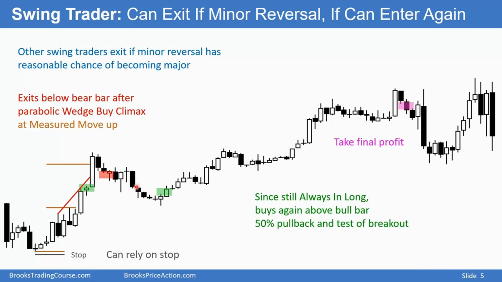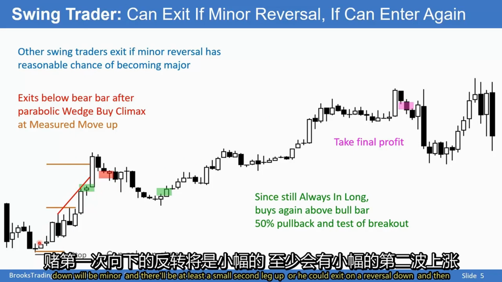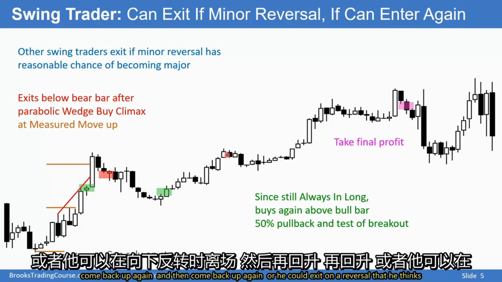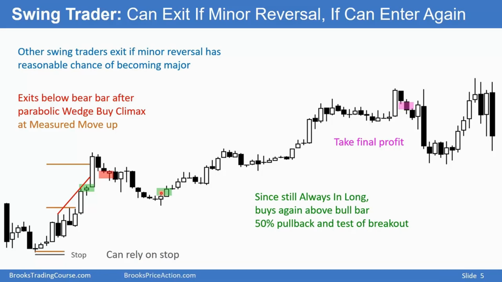The bulls who bought again here will exit up here toward the end of the session after a possible major trend reversal. Again, a bull who bought for any reason during this bull trend can rely on his stop, betting that the first reversal down will be minor and there'll be at least a small second leg up. Or he could exit on a reversal that he thinks might be major and then look to buy again on a resumption of the bull trend.